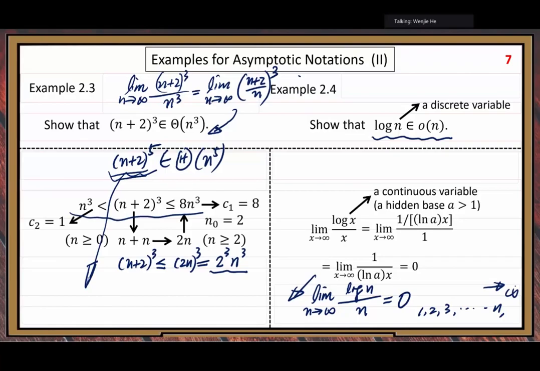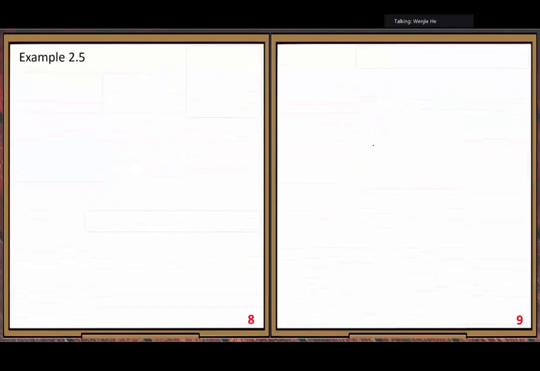So our conclusion, based on the definition of little o notation, is that log of n belongs to little o of n. That's the way we show it. Although it's a simple result, it is useful.